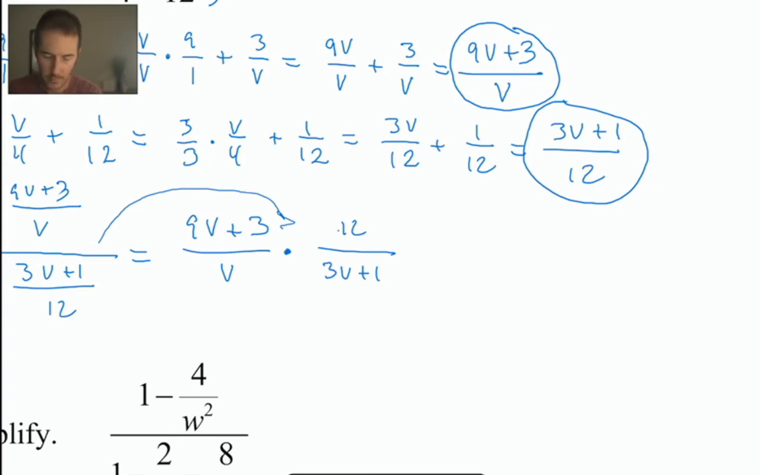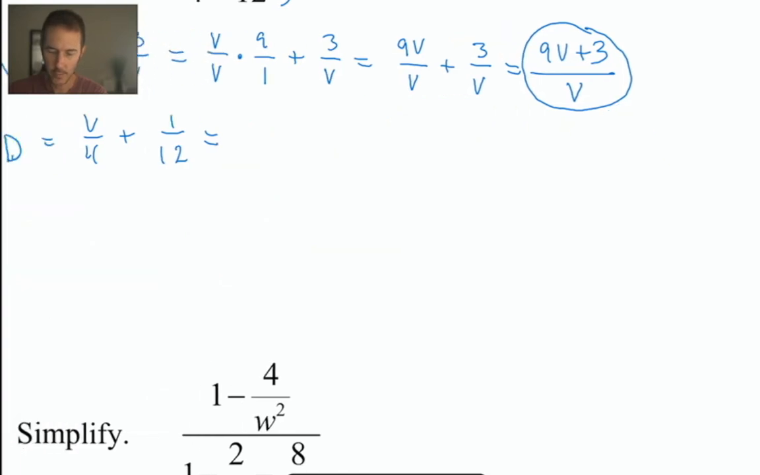You can call this, that was supposed to be an arrow. You can call this multiplication by the reciprocal. So even though I'm not writing out some little annotations, make sure that you're taking notes on this process.